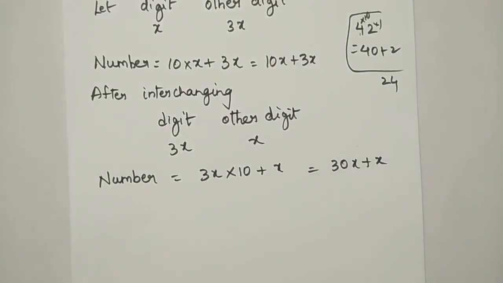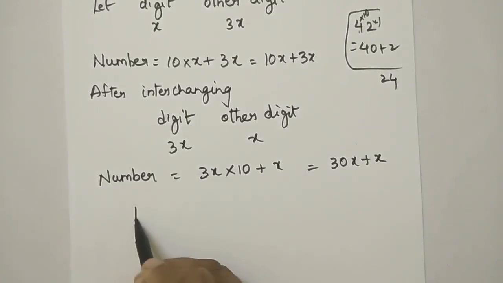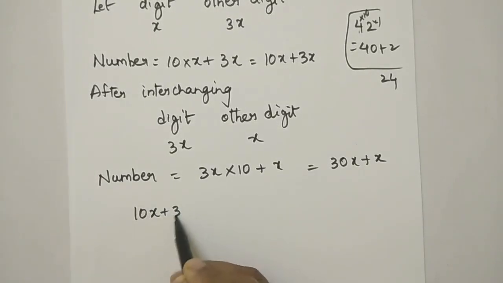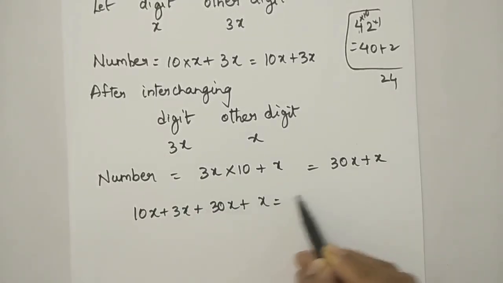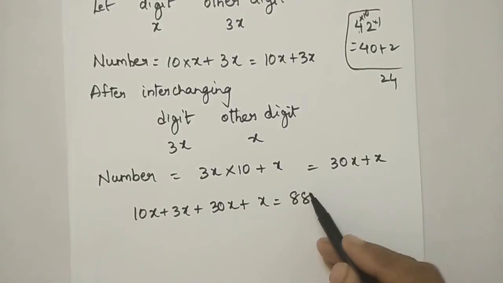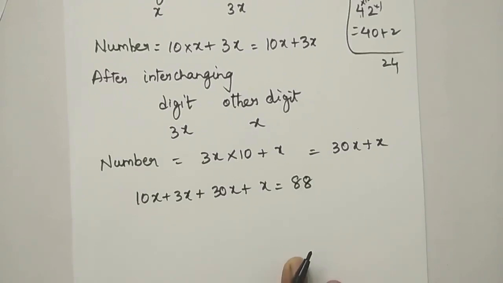The condition to form the equation is we have to add them, and this is equal to 88. So add them: 10x plus 3x plus 30x plus x is equal to 88. This is what they have given, is it not? If we add, the resulting number is 88. Now, 10 plus 30 is 40, 43, 44. So 44x is equal to 88.